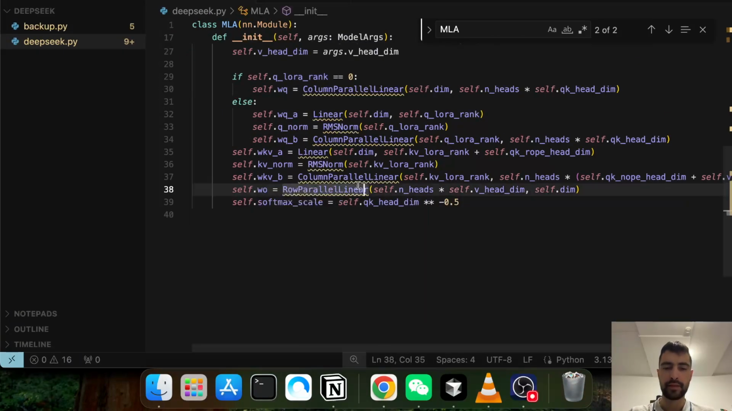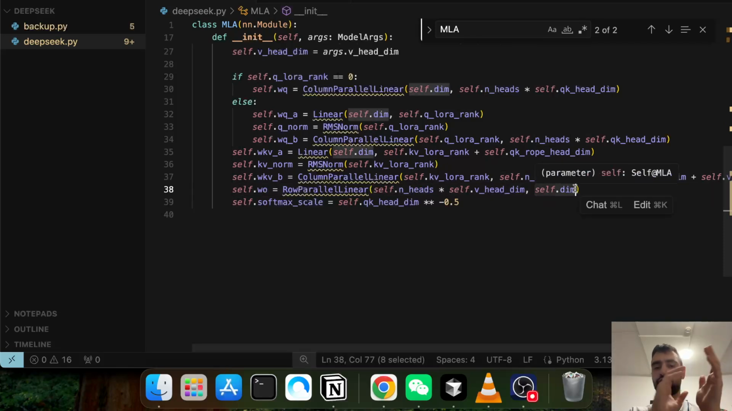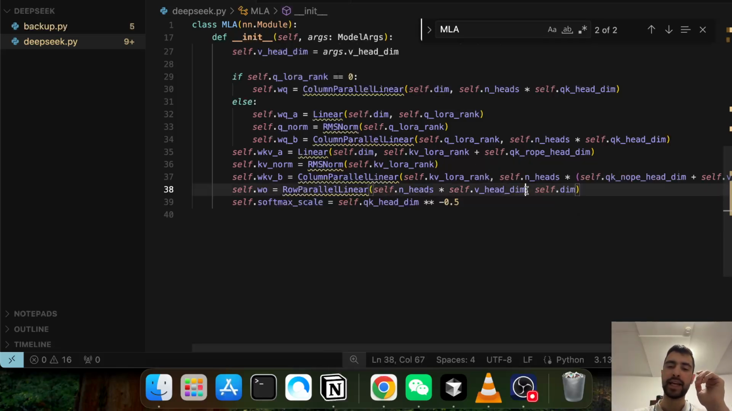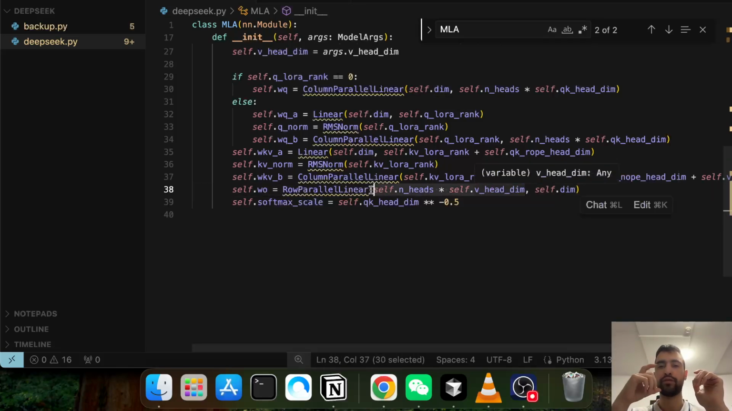So let's explain row parallel linear. The column one was splitting the output dimension across different GPUs, so each would generate part of the output. But here we are splitting the input dimension across GPUs, and each GPU will generate the full output length.